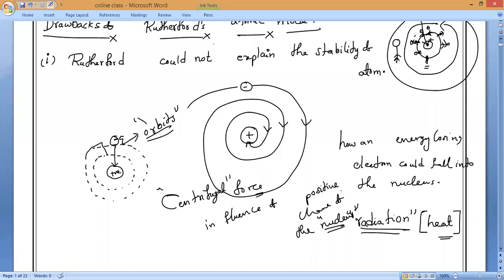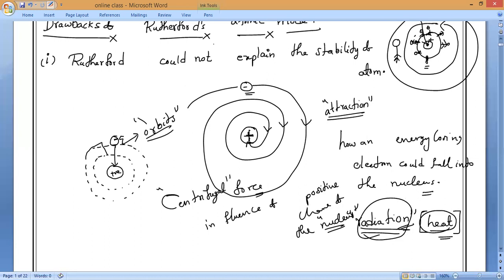But if they are really influenced because of the nucleus, what charge do electrons have? Negative charge. If they are revolving because of positive charge, then both are like charge or unlike charge? Unlike charge. Unlike charge means they will show attraction or repulsion? Attraction, sir. So they are continuously revolving around oppositely charged bodies, and then they will lose energy in the form of radiation.